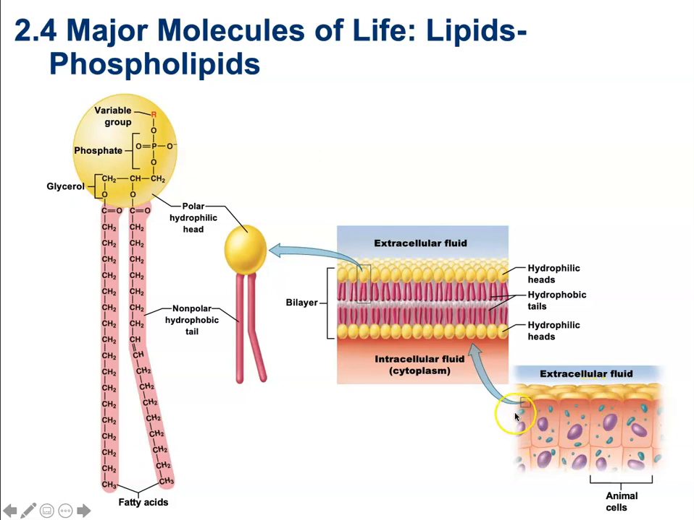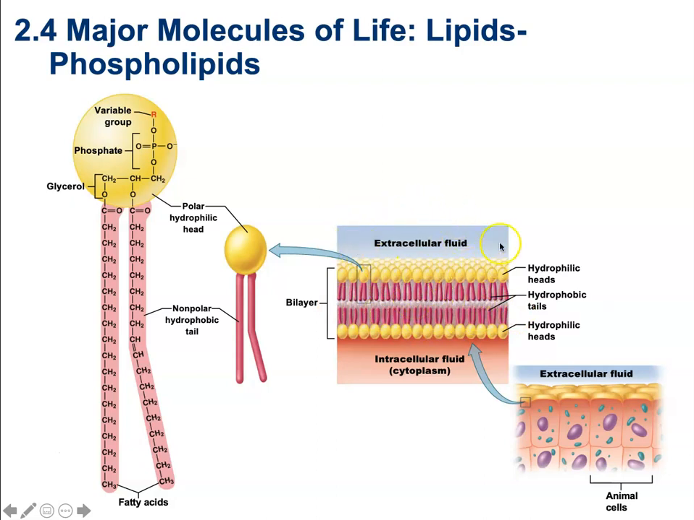If you were to take a small cross section of this membrane right here and look at it close, you would actually see that that membrane is made up of two layers. On the outside we have our water-loving hydrophilic heads, and on the inside we have our water-fearing hydrophobic tails.